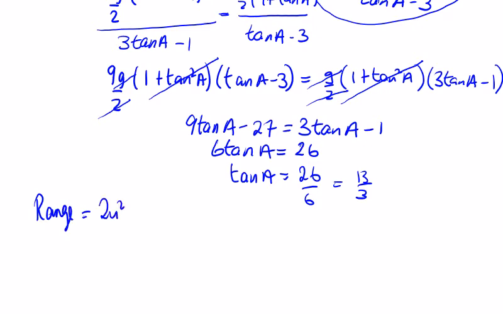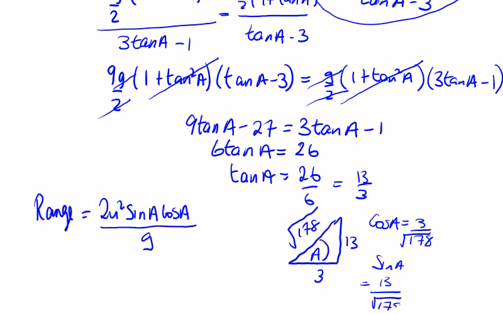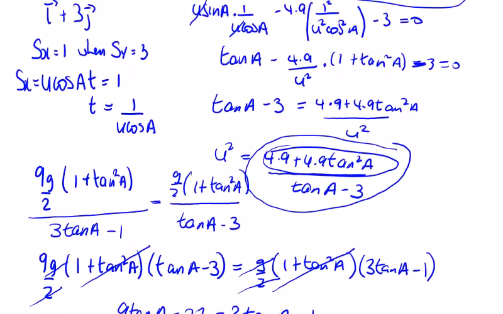Is this what we were asked in part 1 of this? To show this sine alpha cos alpha over g. So we need 2u squared, we need sine alpha, and we need cos alpha. So alpha, opposite 13 over 3 over adjacent. So the square root of 169 plus 9 is 178. So cos A is equal to 3 over root 178, and sine A is equal to 13 over the square root of 178.